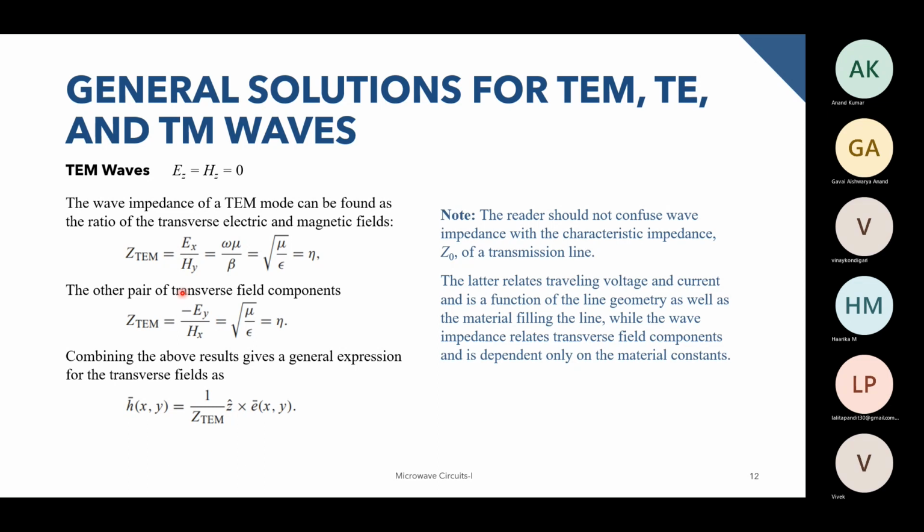And combining the above results, the previous results, we can express the magnetic field in terms of the electric field and the intrinsic impedance. This formula is quite widely used. In place of this, we are usually expressing eta over here.